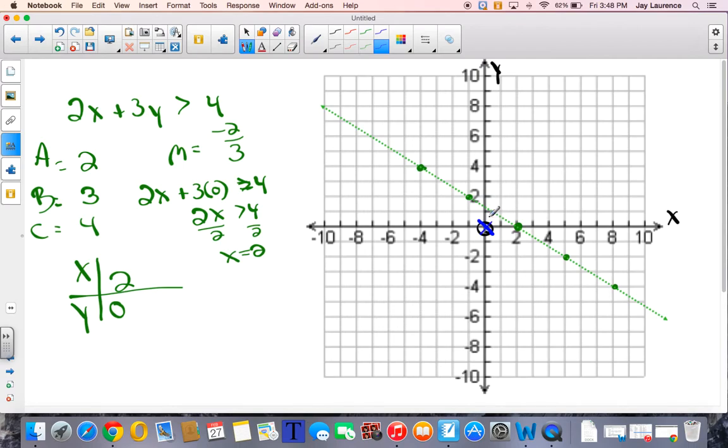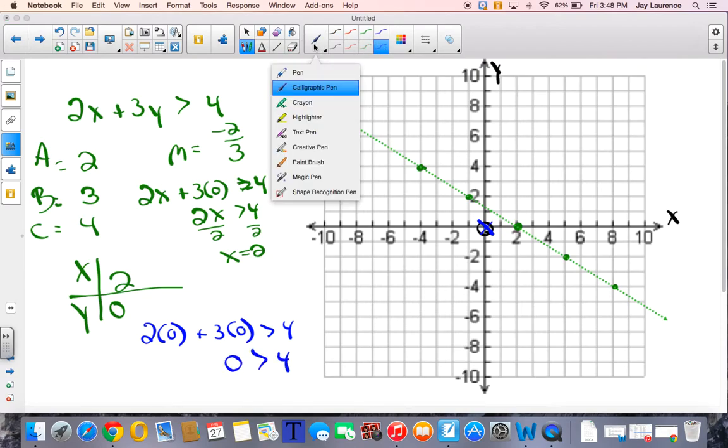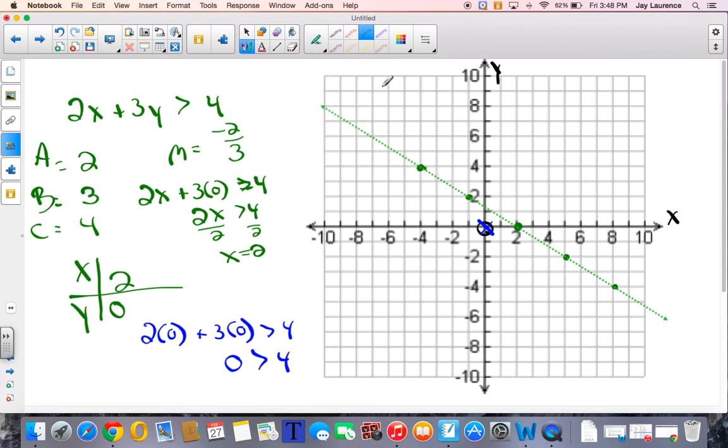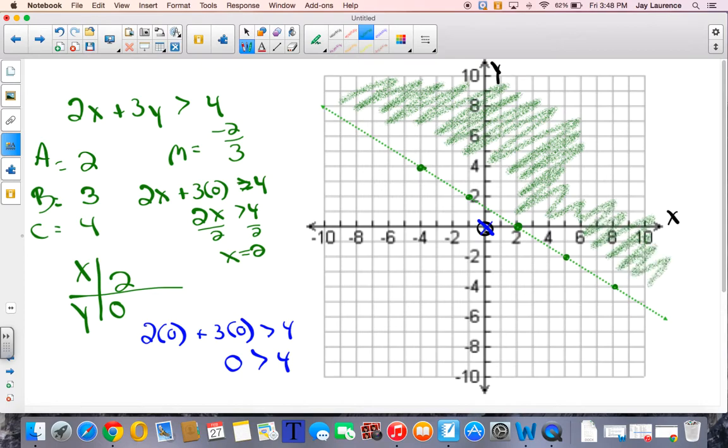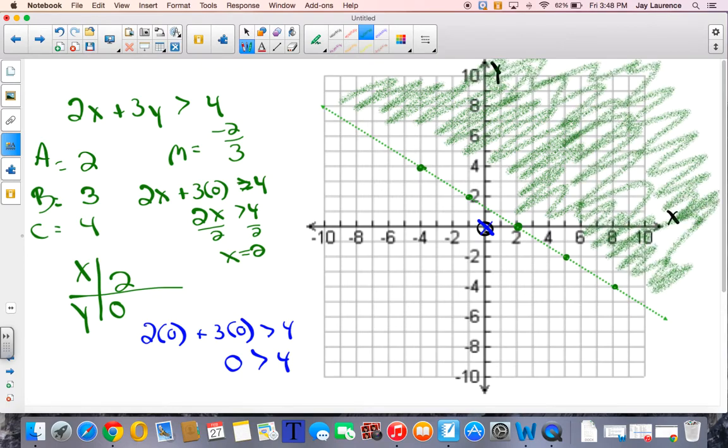And again, I like the origin. I always like the origin. So I'm going to go 2 times 0 plus 3 times 0 is greater than 4. Well, this whole left-hand side is going to be 0. Is 0 greater than 4? No, it is not. So I'm going to shade the other side of the line. So I end up shading like this, meaning all the points on this side of the line forever and ever are solutions. They will all yield a true statement if I plug them in.